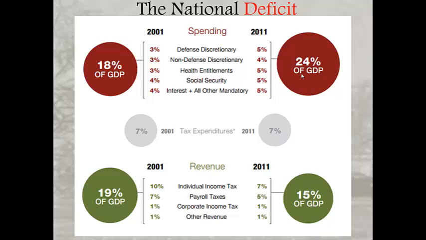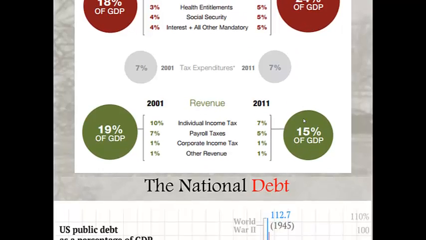However, revenue decreased. In 2001, government revenue was 19% of GDP. But in 2011, we took in a lot less in individual income taxes and payroll taxes, which meant that we were only taking in 15% of GDP. That meant that in 2011, there was a very large deficit. That had been true every year since 2002. So in 2001, we had just a very slight positive balance, but by 2011, and for most of the years preceding that, and every year since, we have had a negative balance.